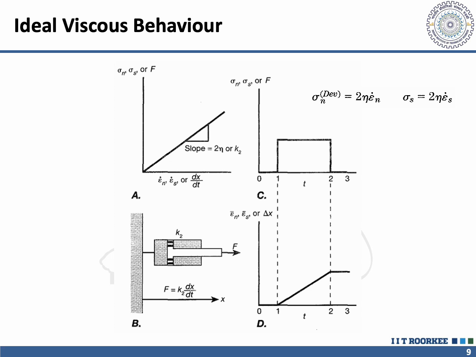The stress versus time curve in figure C shows a step function of stress where the stress is applied at t equal to 1, held constant until t equal to 2 and removed after t equal to 2. The strain versus time curve shows that the strain increases linearly while the stress is constant between t1 to t2. Once the stress is removed, the strain stops increasing but does not recover. So the strain here is permanent.